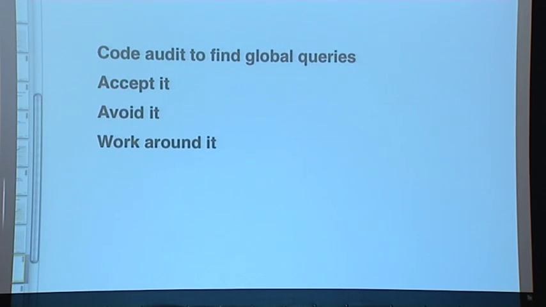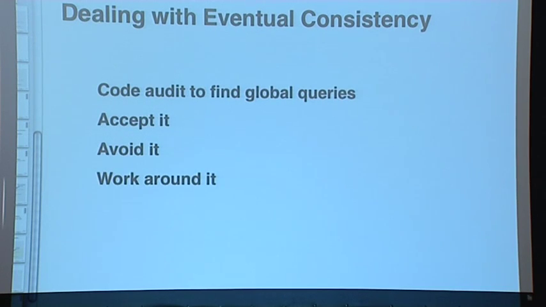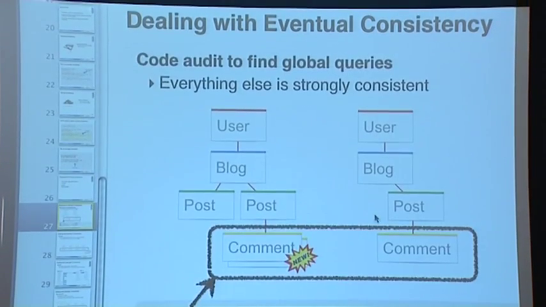So the question is next, you can't always have strong consistency. So how do we deal with the cases where we have eventual consistency in an application? There are 4 common patterns we have here. You do a code audit to find global queries, and I'll show you an example of that. You can accept it and say, it's okay for me to have data that's out of date a little bit. I don't really care about it too much. It'll catch up. You can avoid it, or you can work around it. And I have some really good examples of this. So let's look at some of these examples here.